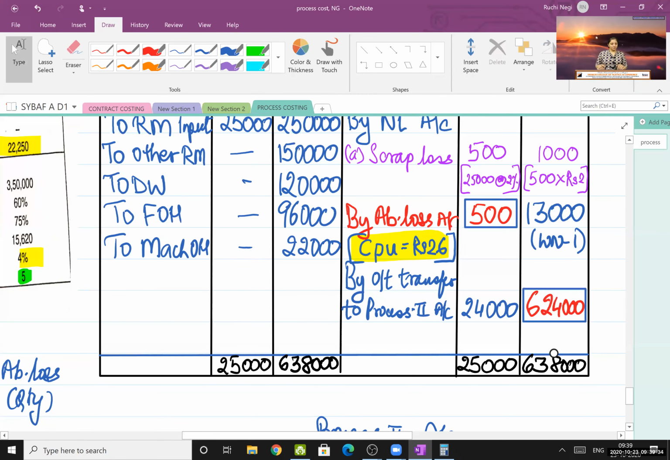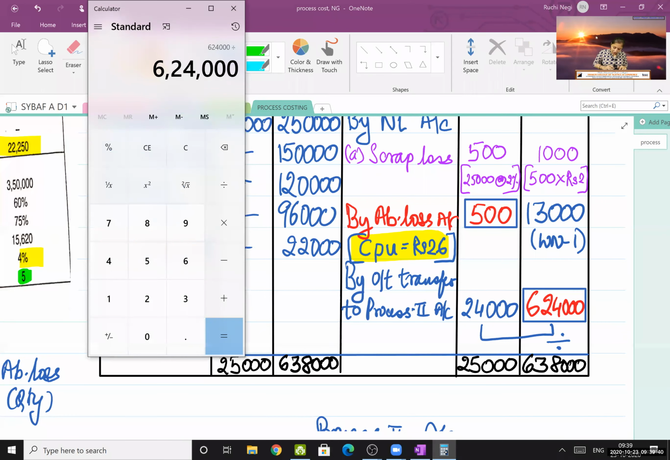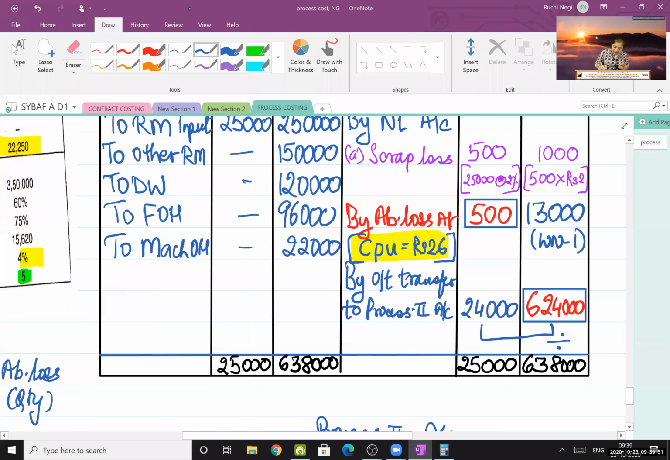Okay, now divide this. इसको डिवाइड करके देखो. 6,24,000 डिवाइड बाय 24,000 कितना आ रहा है? 26 आ रहा है. Everyone got 26? आना ही चाहिए. The CPU will be same. नहीं आया 26, that means you have done something wrong. So this is the verification step. If you want to cross check your answer in process costing, this is how you cross check the answer. Okay, this has to tally.